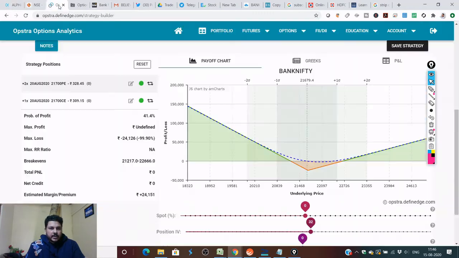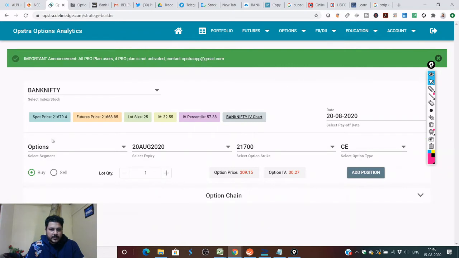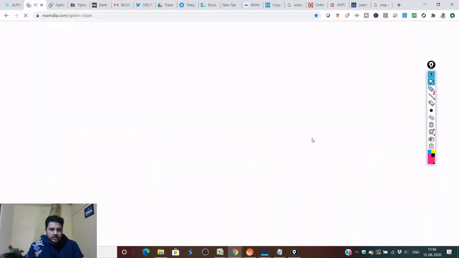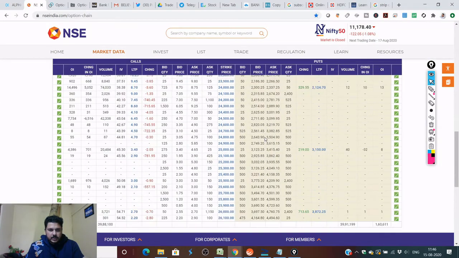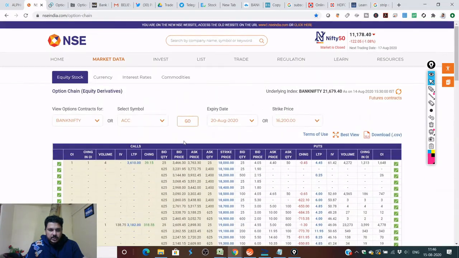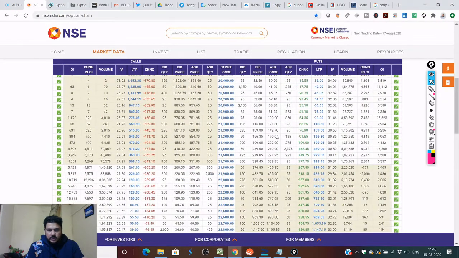Okay, now coming back to the option strategy. So let me do a reset for you, and I'm using a tool called Opstra Define Edge. So all of you might be aware that, let me take you to the option chain. So this is our Banknifty option chain, which is dated expiry 20th August. Okay, so these are all in the money calls and these are all in the money puts.